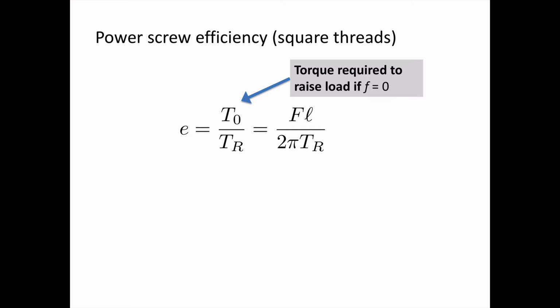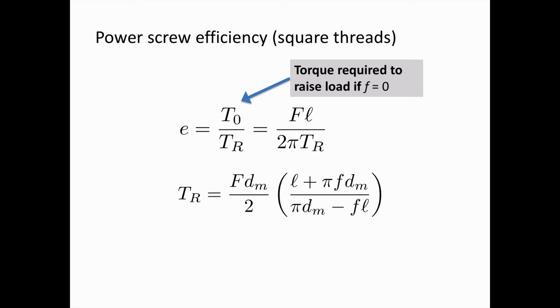Another thing we're interested in is the efficiency of power screws. Here we're going to look specifically at efficiency for square threads. That's equal to T naught over TR. So what's T naught? This is the torque required to raise a load if there was no friction, if the coefficient of friction was equal to 0. And then TR, that's what the actual torque is required to raise a load. And we can use this formula then to quantify what the efficiency of a power screw is.